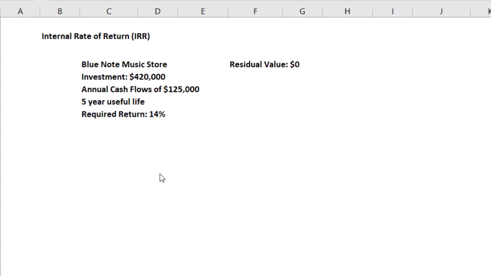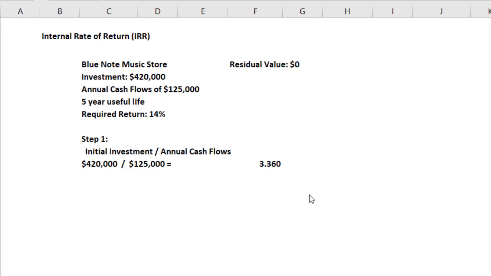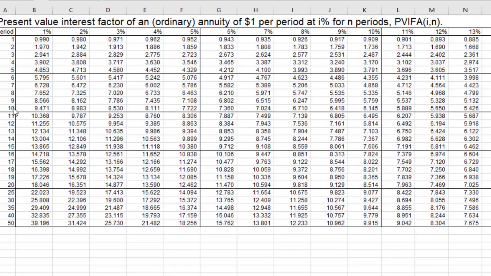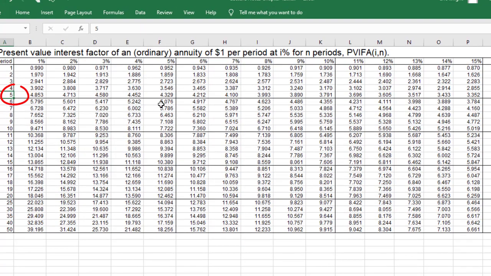So the first step is to calculate the factor. So step 1, take the initial investment, $420,000, divided by the annual cash flows, $125,000. This is going to give you a factor of 3.360. Now we know it's 5 years, we just don't know what the return is. So if we go to our annuity table and we go to the period of 5 years, we want to get as close to 3.360 as possible.